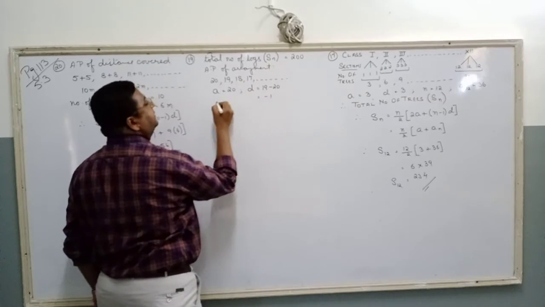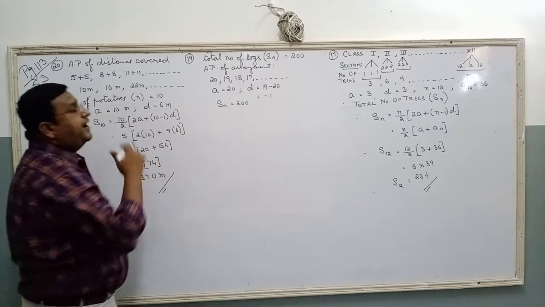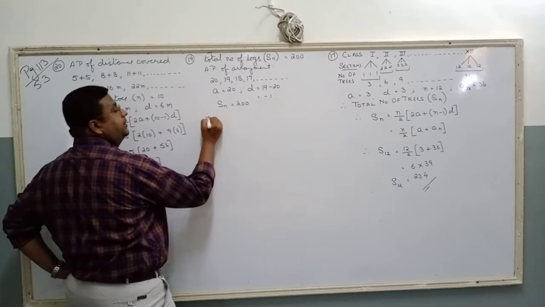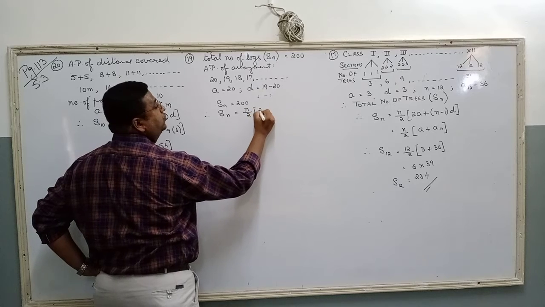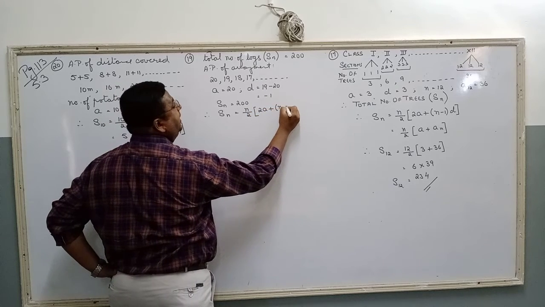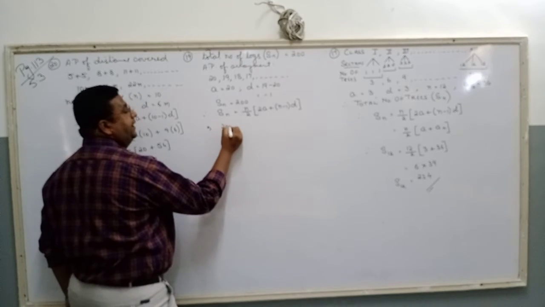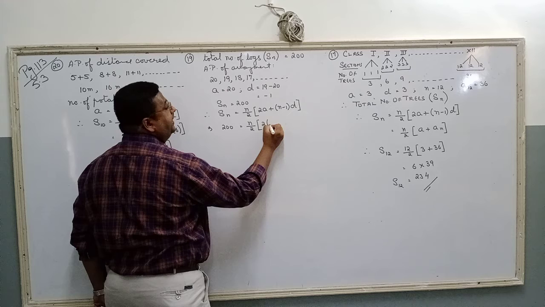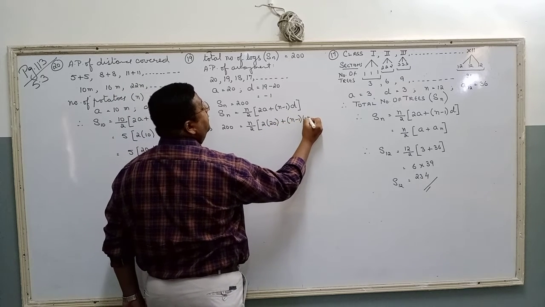And Sn is given to us, Sn is 200. He says find the number of rows and the number of logs in the top row. Therefore Sn is equal to n by 2 into 2a plus n minus 1 into d. Substitute: 200 is equal to n, which we do not know, by 2 into 2 into a, that is 20, plus n minus 1 into d, minus 1.